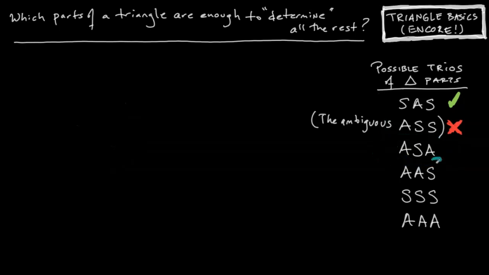ASA, two angles and the included side. So that would be something like this. We know two angles, we know the length of the side between them, but we don't know anything about the lengths of the sides on the other side. Is ASA enough to determine the triangle?